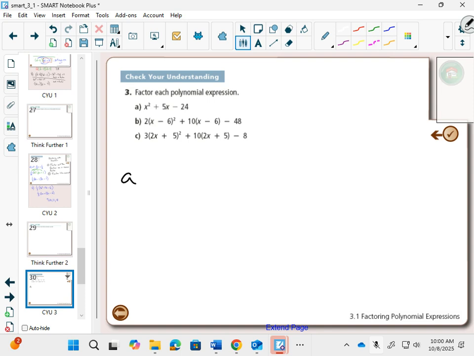Says factor each one. So 3a, I hope you can see that a looks like the easiest of these three questions. x squared plus 5x minus 24.